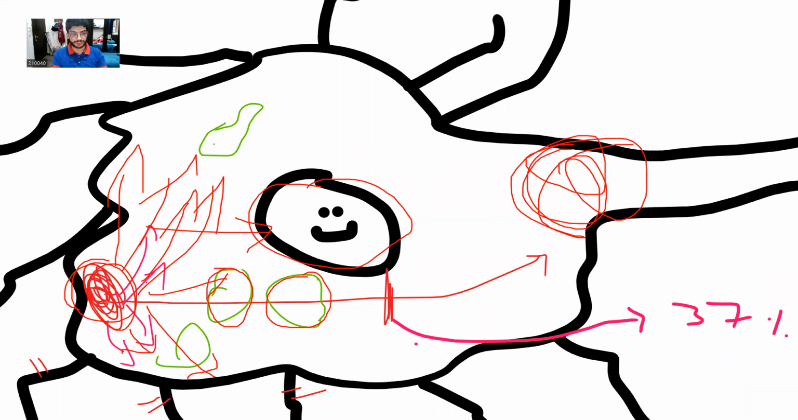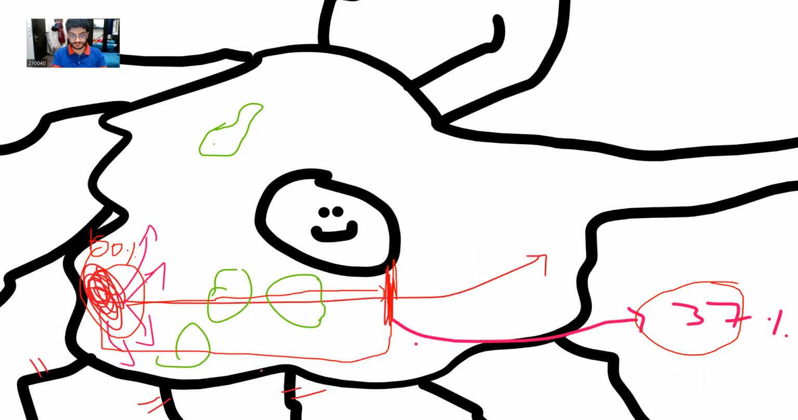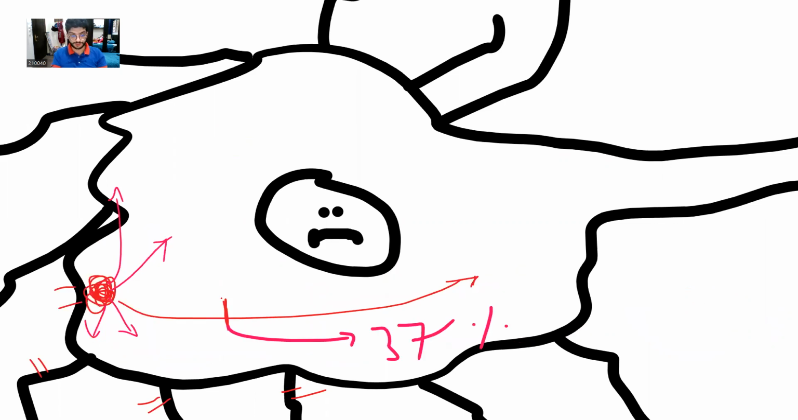Now, in this example, let me clear the ink so it's easier. Say this is the graded potential, and say it reaches all the way over here. Say this is 100%. This is the point where it reaches 37% of its original amount. So this is the length constant. This is the distance it traveled. Now, in this other neuron, this is the distance it traveled before reaching 37%.